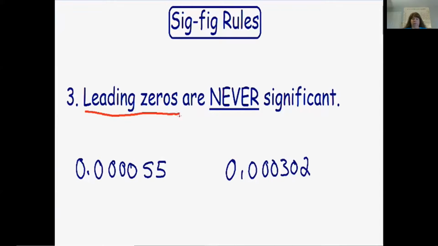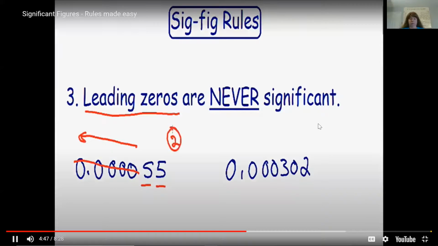A leading zero is always to the left of the non-zero digit. So our first non-zero digit in this number is 5. So all these zeros to the left of the 5 are leading zeros. So we know that these numbers are not significant, and we know that the 5 is significant and this other 5 is also. So this number has 2 significant digits.